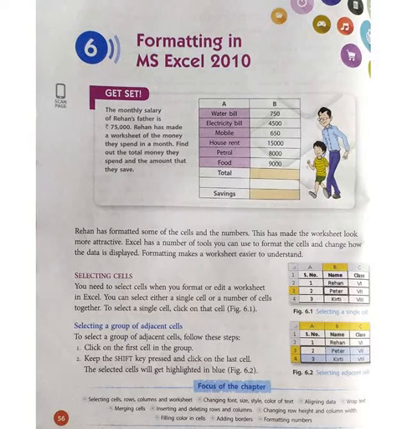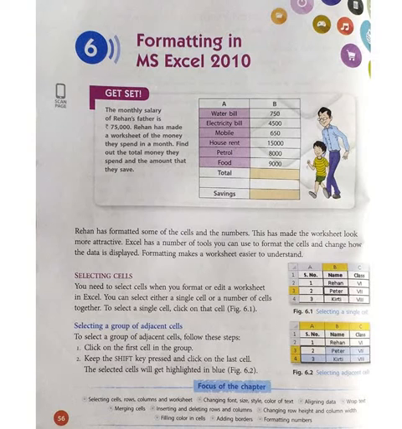First of all, we learn about selecting cells. How do you select the cell? You need to select cells when you format or edit a worksheet in Excel. You can select either a single cell or a number of cells together. To select a single cell, click on the cell. Without selecting a cell, you can't do anything. You can't do the editing or formatting without selecting. First of all, you have to select the cell. To select the single cell, you have to click on the particular cell.